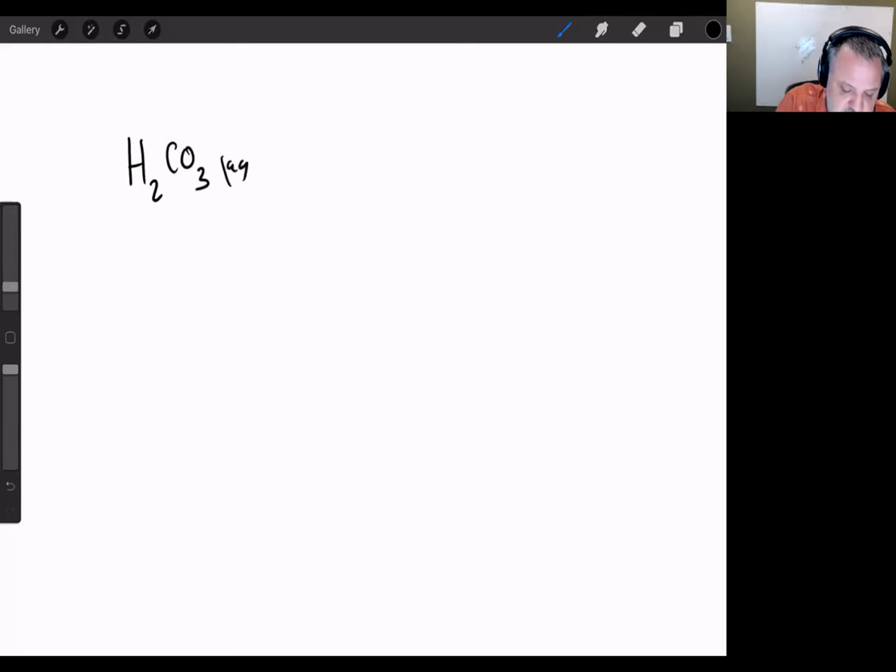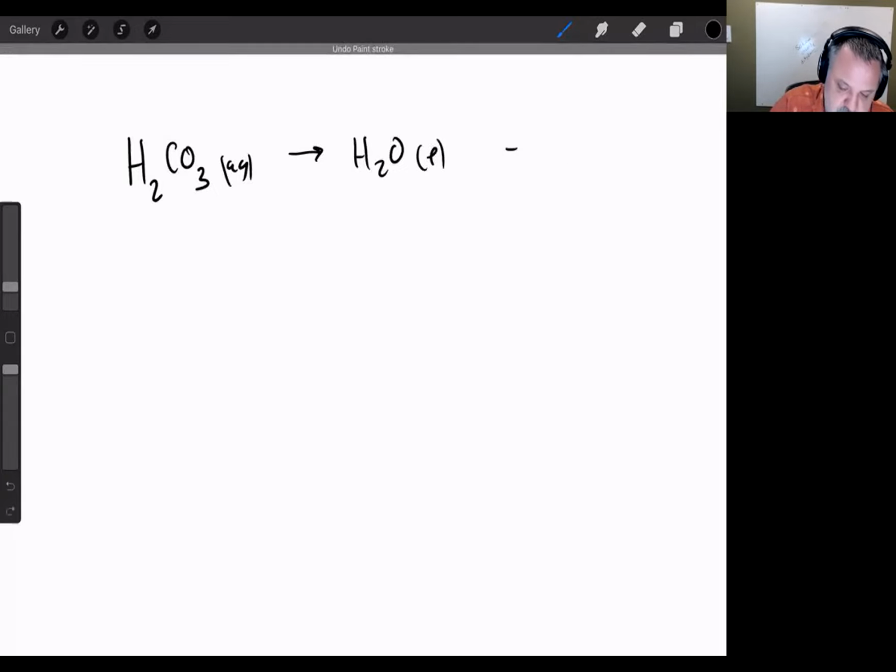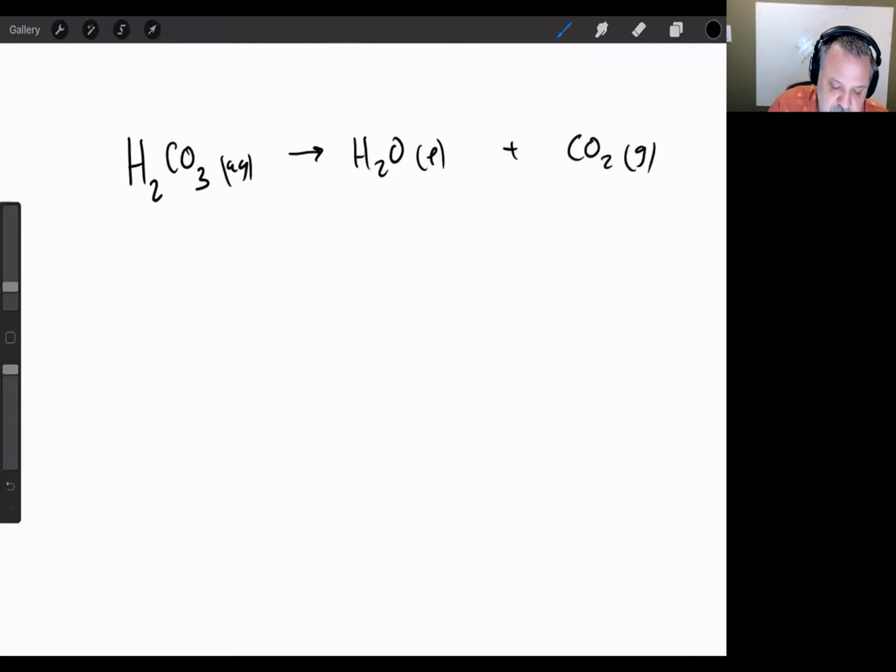H2CO3 aqueous produces H2O liquid plus CO2 gas, you should still be able to balance it. It is balanced in this case. But look what happens. Something that's aqueous produces a liquid and a gas.